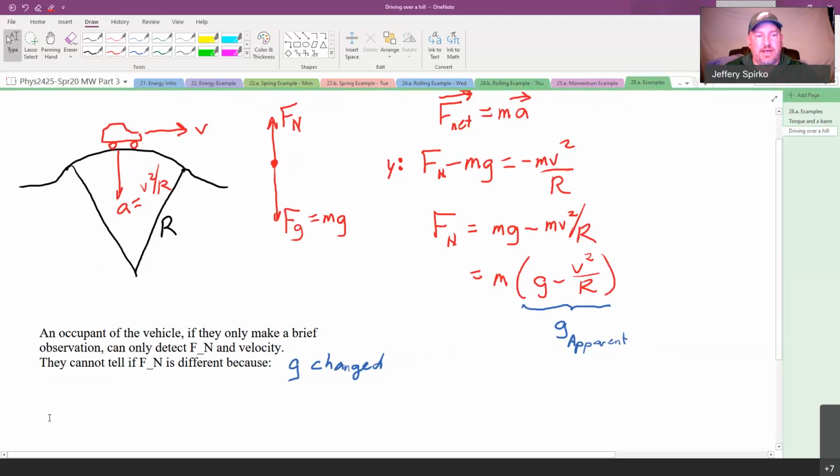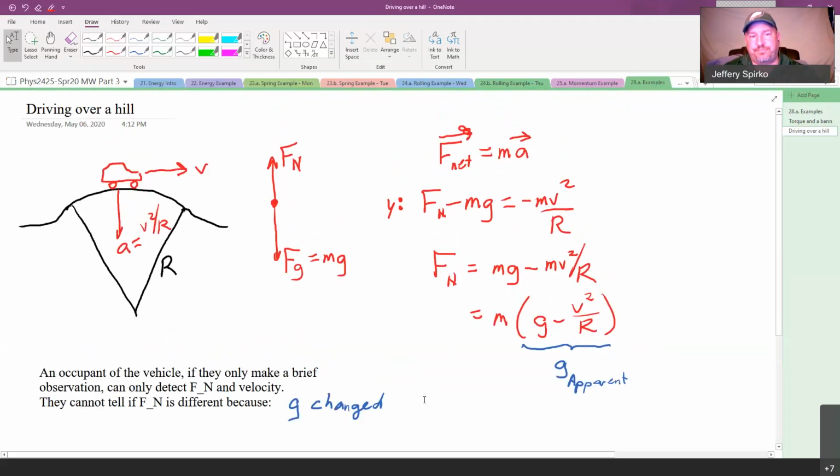So anyway, for us, if you have this car going over the hill, one of the main things here is what is the acceleration? And the acceleration is definitely v squared over r. What is the normal force? Here is a perfectly reasonable way of finding the normal force. You should definitely do it by doing a force diagram first and then solving for the normal force.